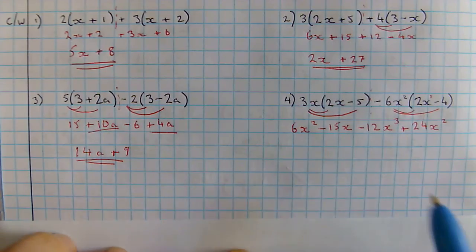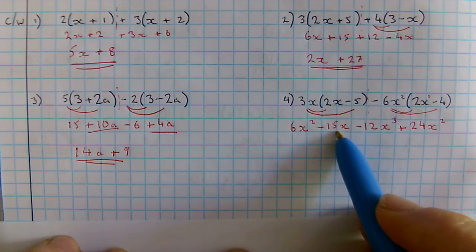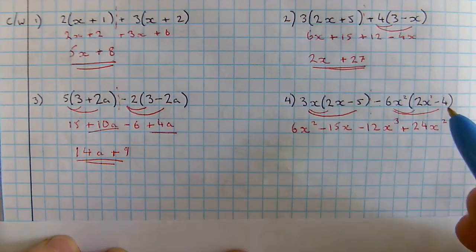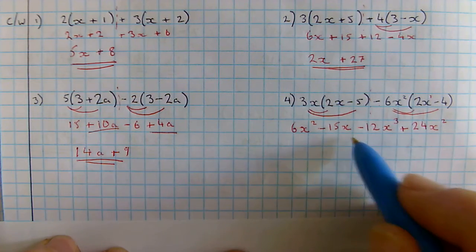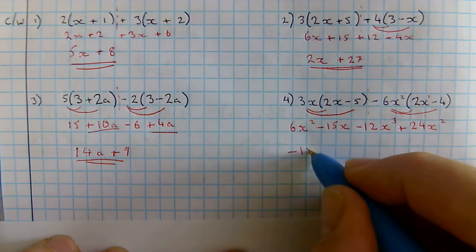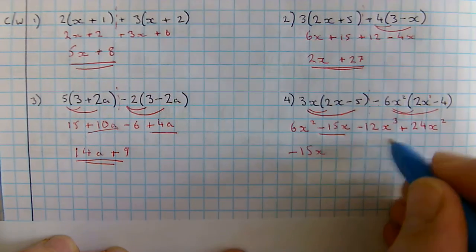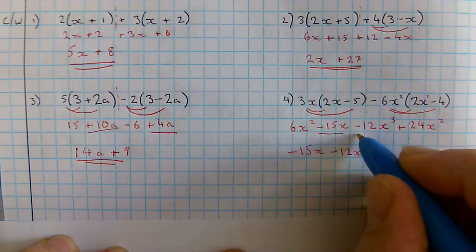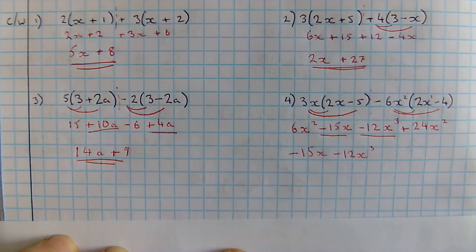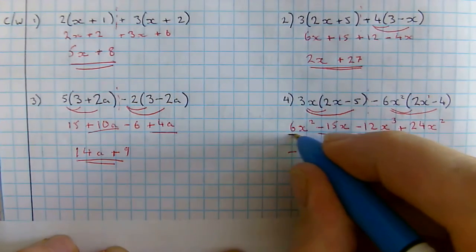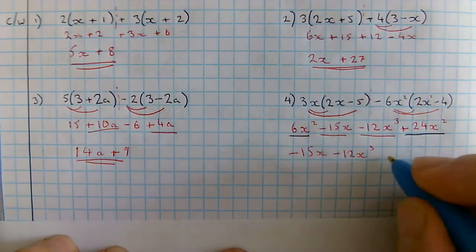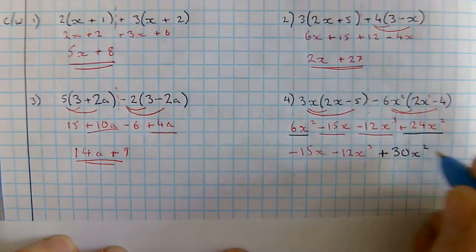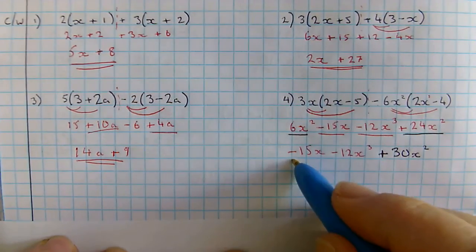Now I've got 3 types of term. I've got a term involving x, I've got 2 terms involving x squared, and I've got 1 term involving x cubed. So the only ones I can simplify are my x squared terms. So I've got minus 15x, that one's done, minus 12x cubed, that one's done. Now I've got a plus 6x squared and a plus 24x squared is going to give me plus 30x squared. And these can be in any order, doesn't matter which way around they are.